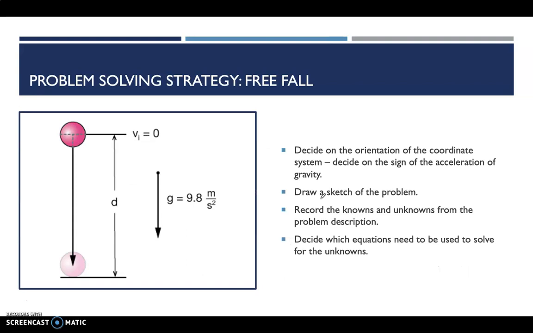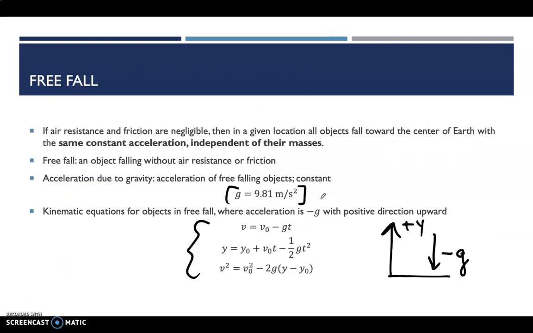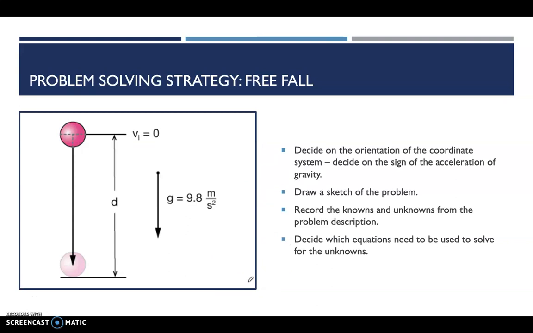All right, so this is going to be our problem-solving strategy. First we want to decide on an orientation of the coordinate system. What sign is going to be the acceleration of gravity, positive or negative? We like to put it negative so we can be consistent with these equations. If this was my problem, I'd say this is going to be positive y. Then we want to draw a sketch of the problem.